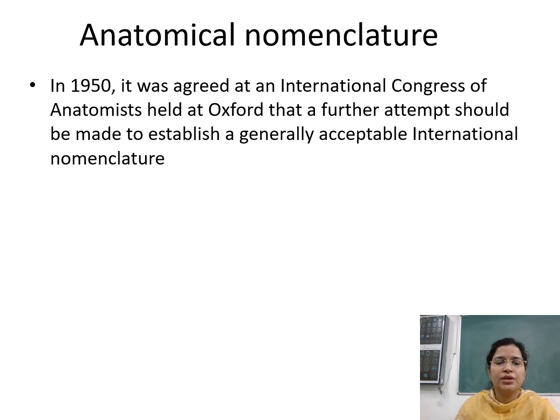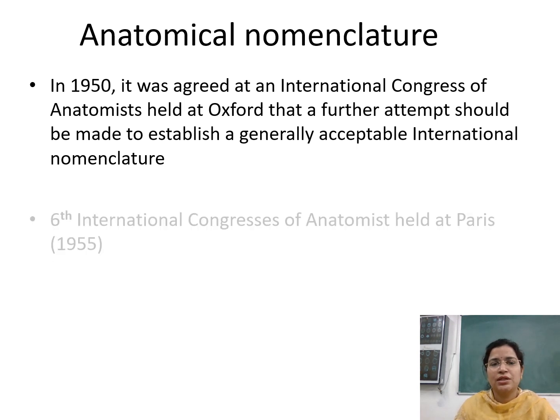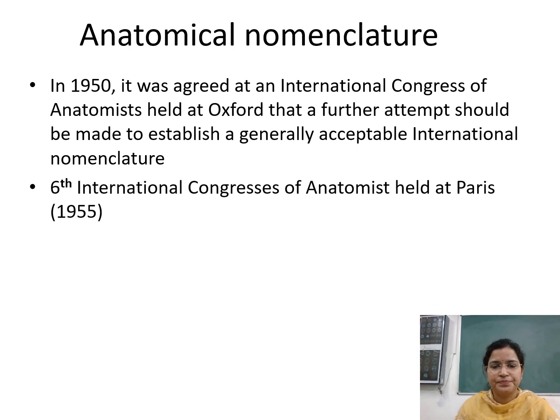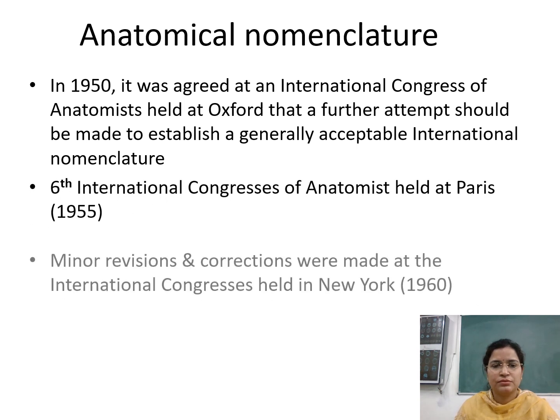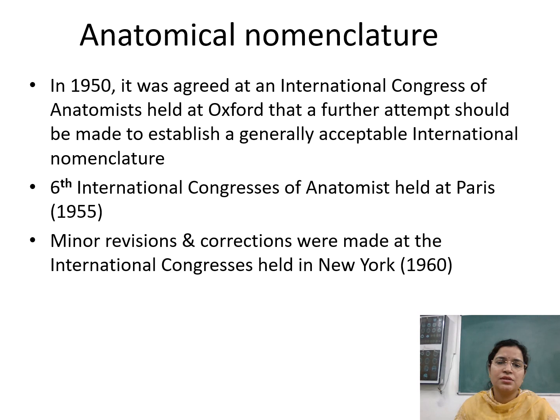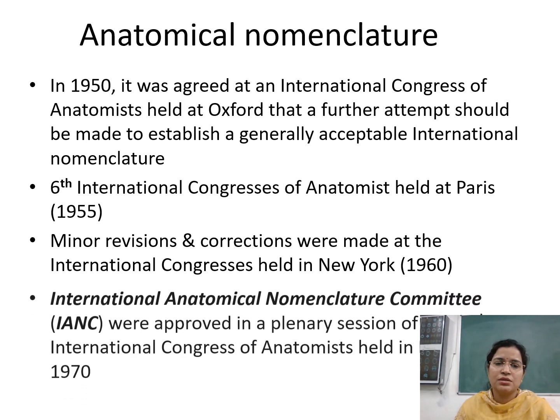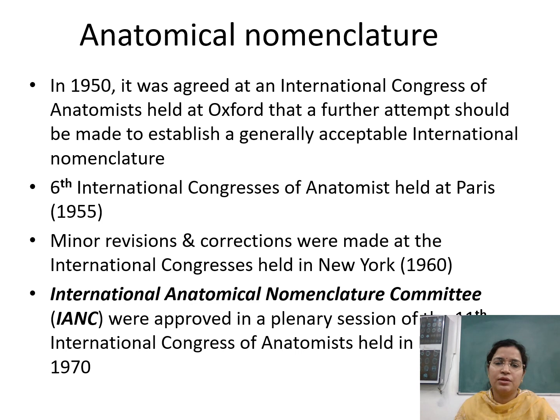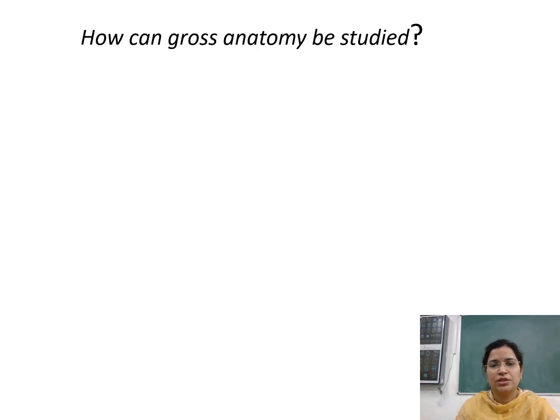In 1950, it was agreed at an international congress of anatomists held at Oxford that further attempt should be made to establish a generally acceptable international nomenclature. Minor revisions and corrections were made at the International Congress. An International Anatomical Nomenclature Committee was approved in the plenary session.